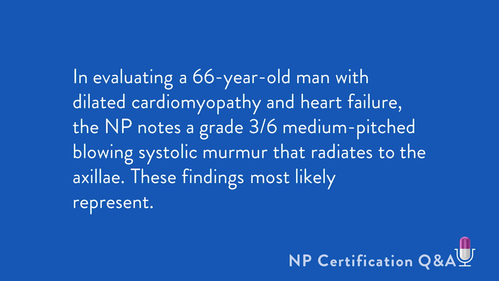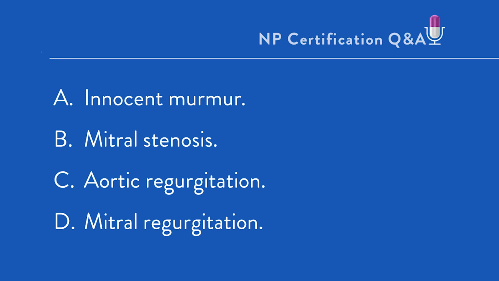In evaluating a 66-year-old man with dilated cardiomyopathy and heart failure, the NP notes a grade 3/6 medium-pitched flowing systolic murmur that radiates to the axilla. These findings most likely represent A. Innocent murmur, B. Mitral stenosis, C. Aortic regurgitation, D. Mitral regurgitation.